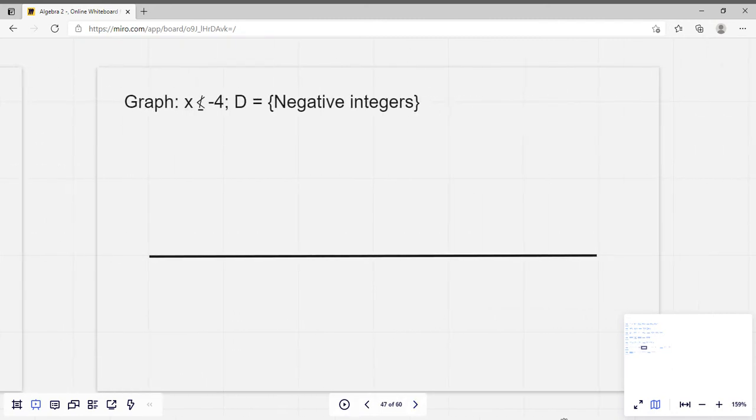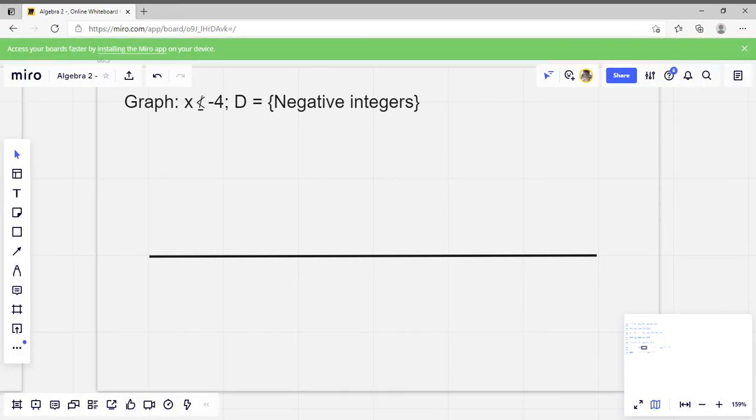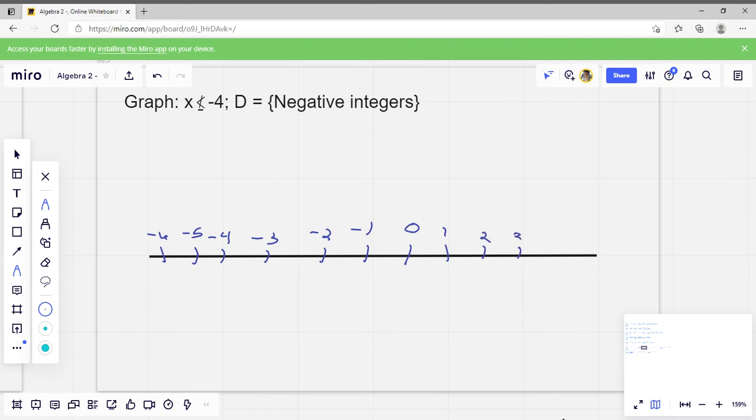All right, graph x is not less than or equal to -4. So I know I'm going to have a 0 and -1, -2, -3, -4, -5, -6, just for good measure, and then we'll just do 1, 2, 3, 4 over here. Okay, so x is not less than and not equal to -4. That means that x has to be greater than -4.